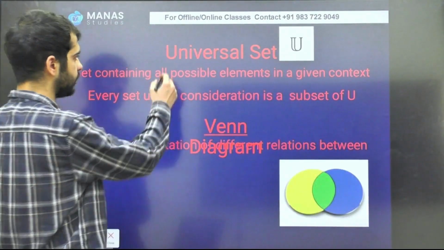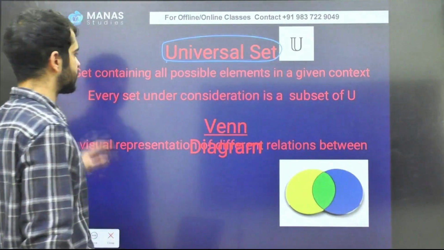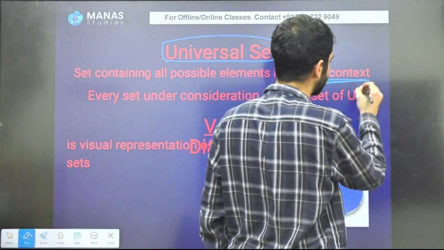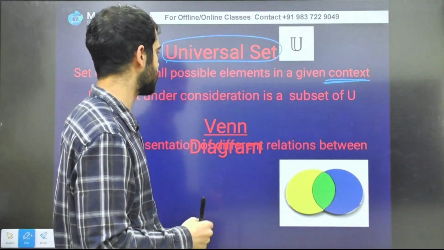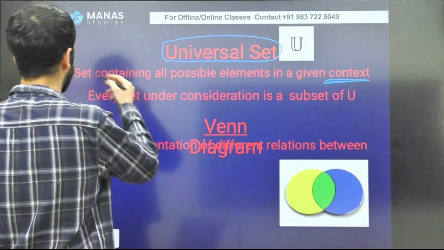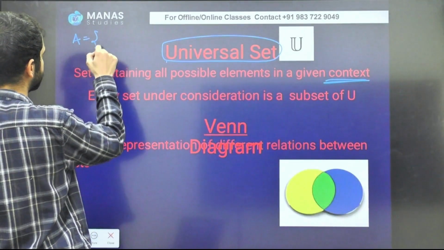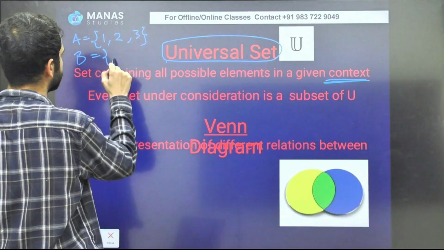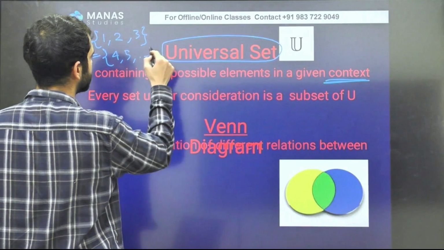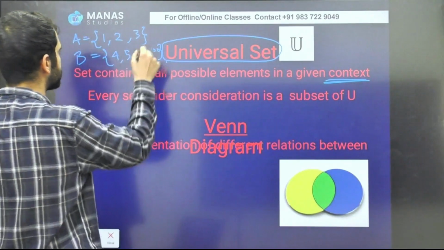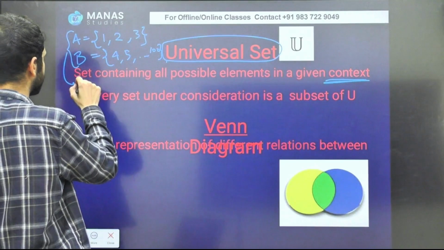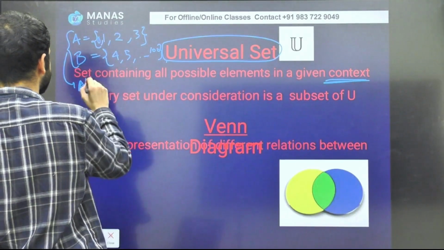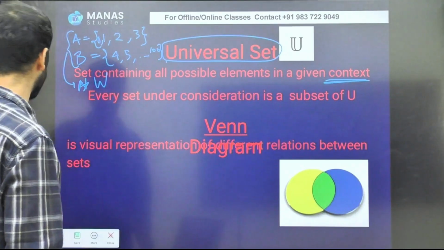The other topic is a universal set. Now, the set containing all possible elements in a given context. Because of the word context, the definition of universal set is going to continuously change as per question. If I'm talking about a set A that contains 1, 2, 3, and another set B that contains 4, 5 till let's say 100, then the universal set of these two will be the set of natural numbers. And if either one of them included a 0, then the set instead of natural would have become the set of whole numbers.